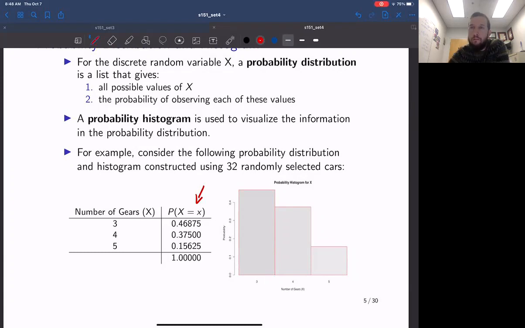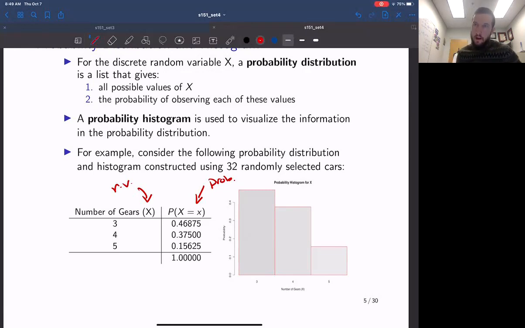So that's telling us that there's a 46.875% chance that we pick a car from this particular population that has 3 gears in it. And again, in this case, our random variable is the number of gears in the car. So this is our random variable, and these are the probabilities. The random variable is taking on a whole number discrete outcome, just an integer like 1, 2, 3, 4, 5, 6, right? And this is always true for any discrete random variable. It has to be a fixed countable whole number.